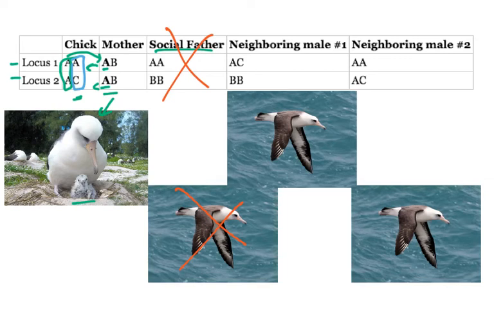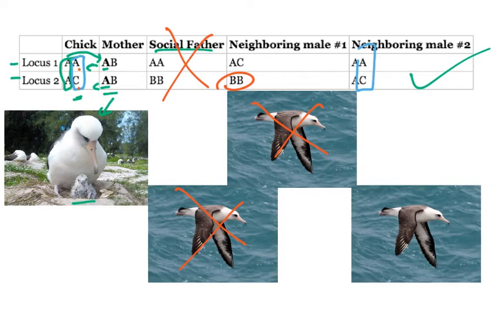We know that this guy is not the actual dad, despite what the social mating system looks like. If we move on to neighboring male number 1, same kind of thing. He also only has two B alleles. That means he cannot possibly be the father of this chick because the chick doesn't have a B allele. So we can rule out that neighboring male as well. And then if we look at our neighboring male number 2, remember the genotypes we're trying to fill in for the chick that were not accounted for by the mother are the A and the C alleles. And if we look at that neighboring male number 2, he has both of those alleles present, so we can then conclude that neighboring male 2 is actually the father of this chick, not the social father.